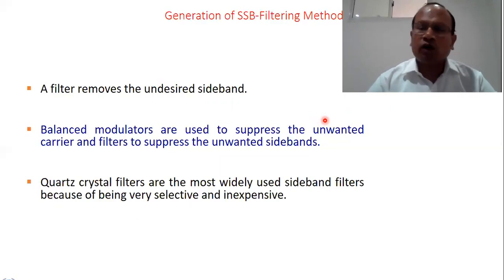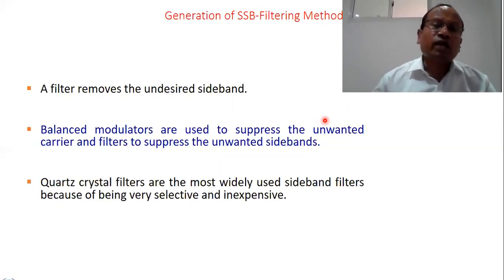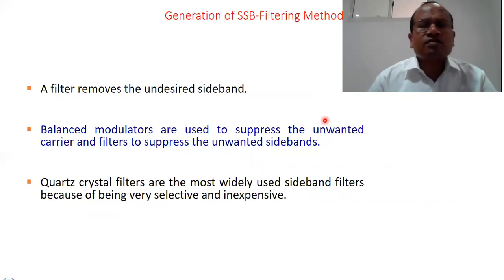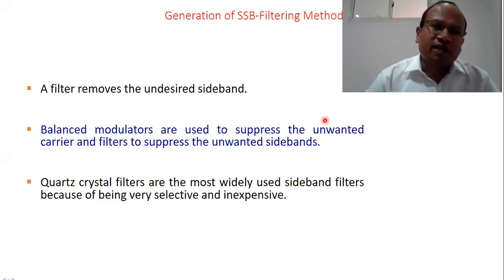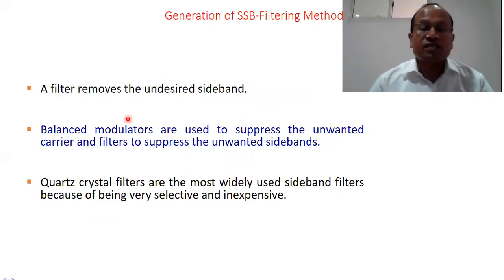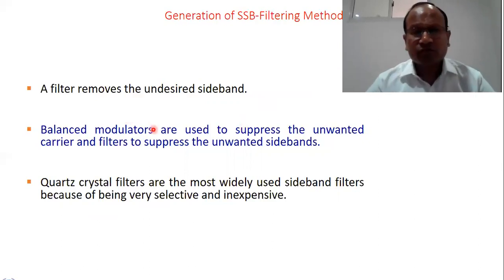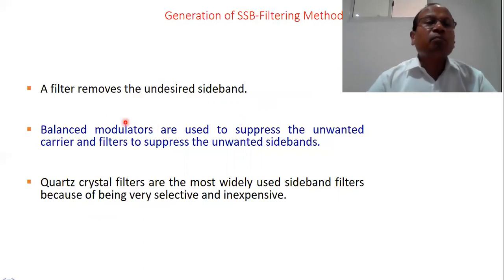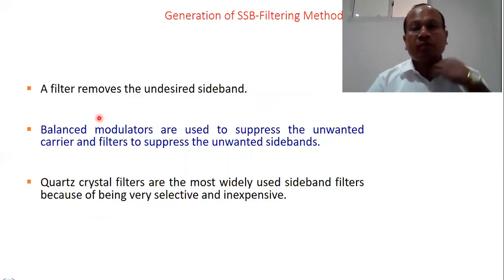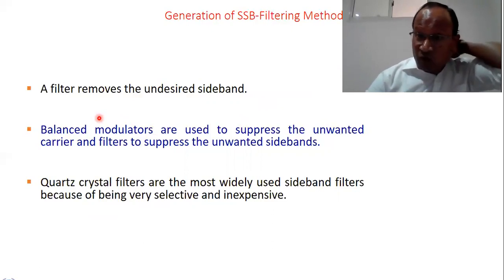In the filtering method, what do we do? We know how many sidebands are there in DSB: two sidebands. So can we use a DSB generator? Yes. How is DSB generated? Very popularly, a balanced modulator is used. Rather, this is not a single balanced modulator, where there will be two similar modulators. So we call it a balanced modulator.